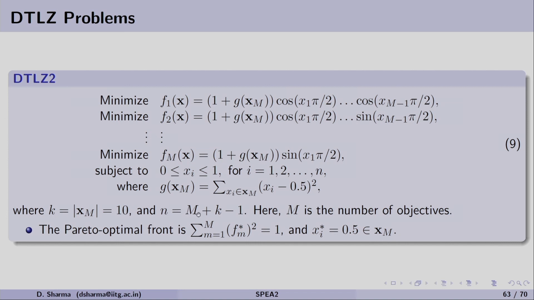The number of variables will be m plus k minus 1, meaning that if we take 3 objectives, then 3 plus 10 minus 1 means the number of variables will become 12. Here the Pareto optimal front will be the sum of f_m squared equal to 1 for all the objectives, and in this case this is going to be the quarter of the sphere.